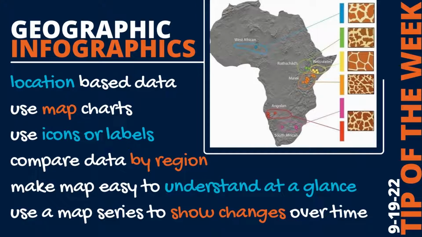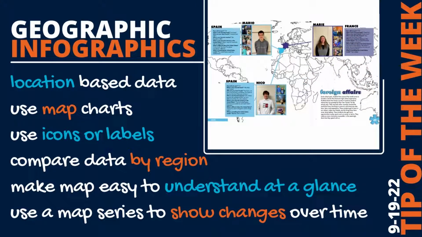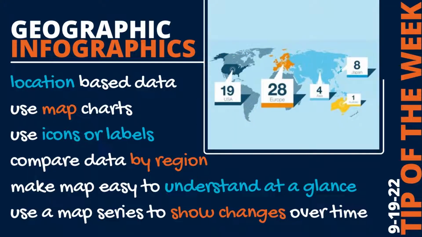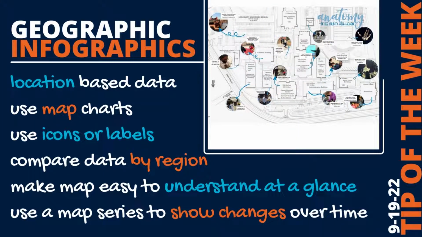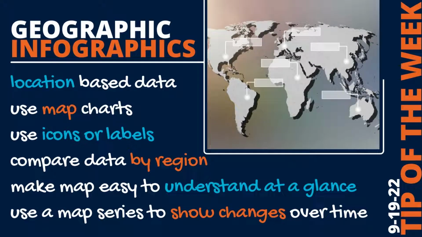Geographic infographics are great for showing the home countries of foreign exchange students. They're great for mapping out the campus or showing how far an athletic team travels for away games. These are location-based infographics. Has your campus recently been updated? What a great opportunity to use multiple maps to show change over time.